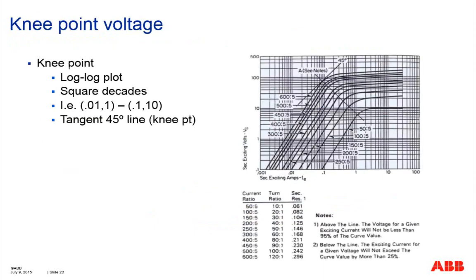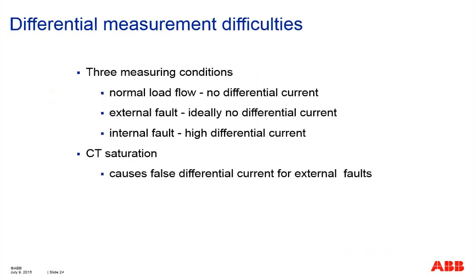Here, as I mentioned before, for a C class CT you can determine the knee point voltage and the saturation voltage right from the curve. This is the log-log plot that you will commonly see for any CT. So, what is the difficulty in measuring the differential curve?